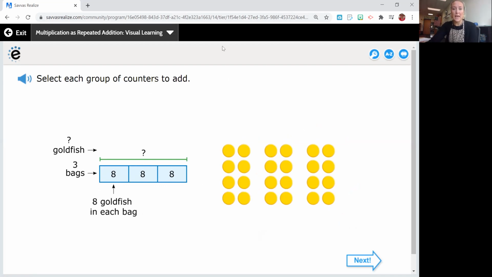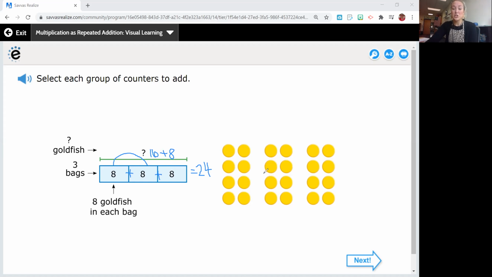We can add each one. 8 plus 8. What is 8 plus 8? Think about it for a second. What's 8 plus 8? 16. 8 plus 8 is 16. Now I have one more 8 I need to add. 16 plus 8. What's 16 plus 8? 24. 8 plus 8 plus 8 is 24.